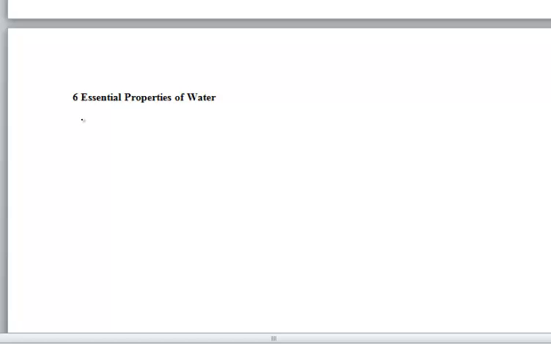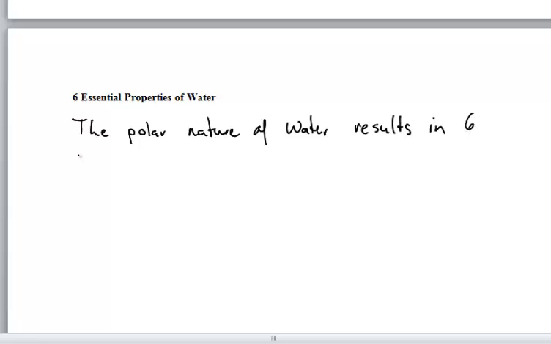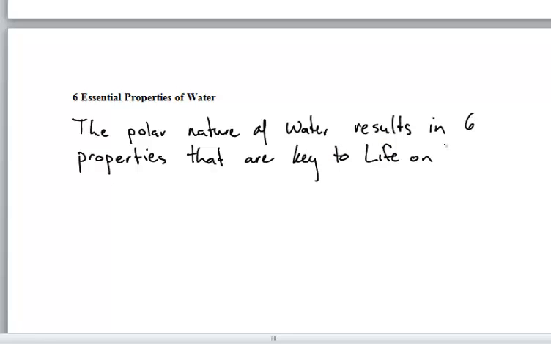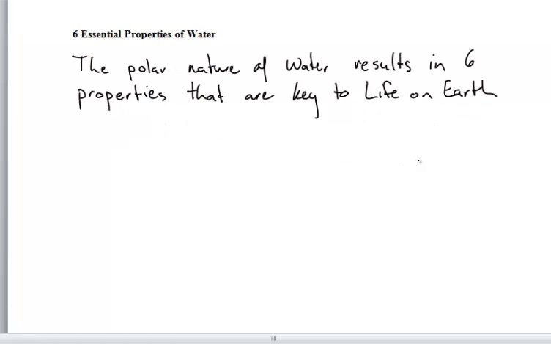And just to keep in mind, these essential properties are due to the polar nature of water. So the polar nature of water results in 6 properties that are key to life on Earth. And the properties are largely related to each other and to what they allow to happen on Earth. So the order isn't terribly critical, but we'll start with number 1.